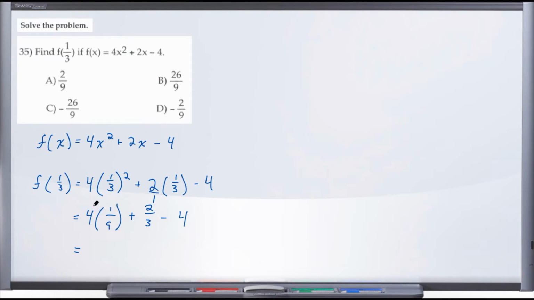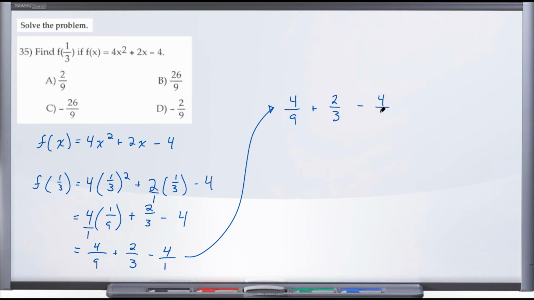And let's keep evaluating here. Now we have 4 times 1/9. So we can really think of this 4 as 4 over 1. And so now we do numerator to numerator, denominator to denominator. So 4 times 1, that's 4. 1 times 9 is 9. So we have 4 over 9 plus 2 over 3 minus 4. But let's rewrite this 4 as a fraction, as 4 over 1. So we have 4 over 9 plus 2 over 3 minus 4 over 1.